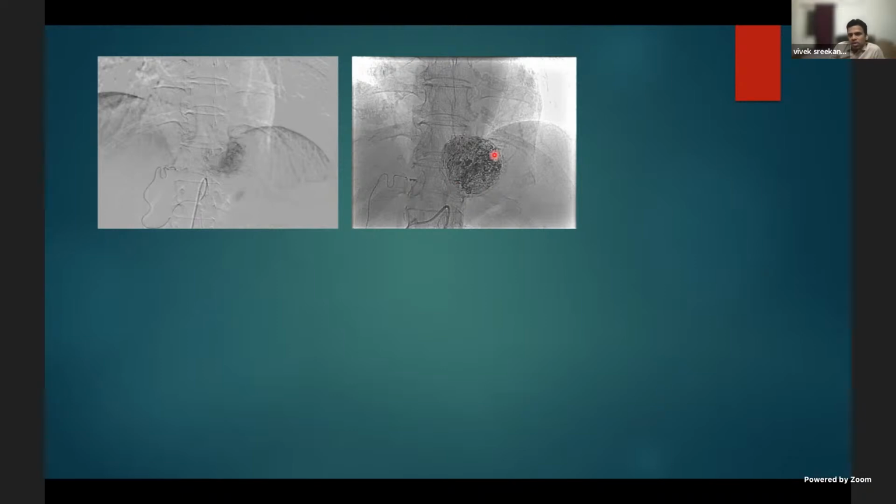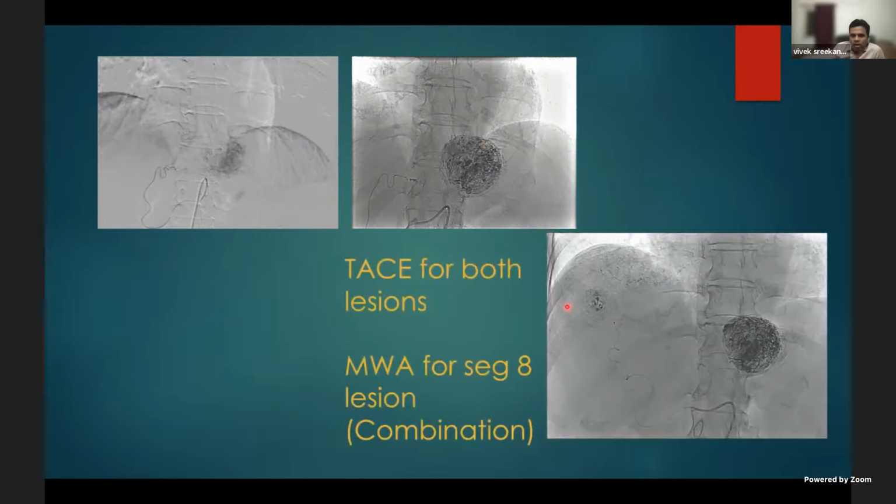As we can see, it is in the edge of the liver, which is close to the stomach and also to the diaphragm. And this is the other segment 8 lesion. As we can see, it was a very tough and tortuous hepatic tumor feeding artery. And as we can see here, the uptake of the lipiodol is not as great as in this lesion, because there was a very small artery where we couldn't give that much lipiodol.